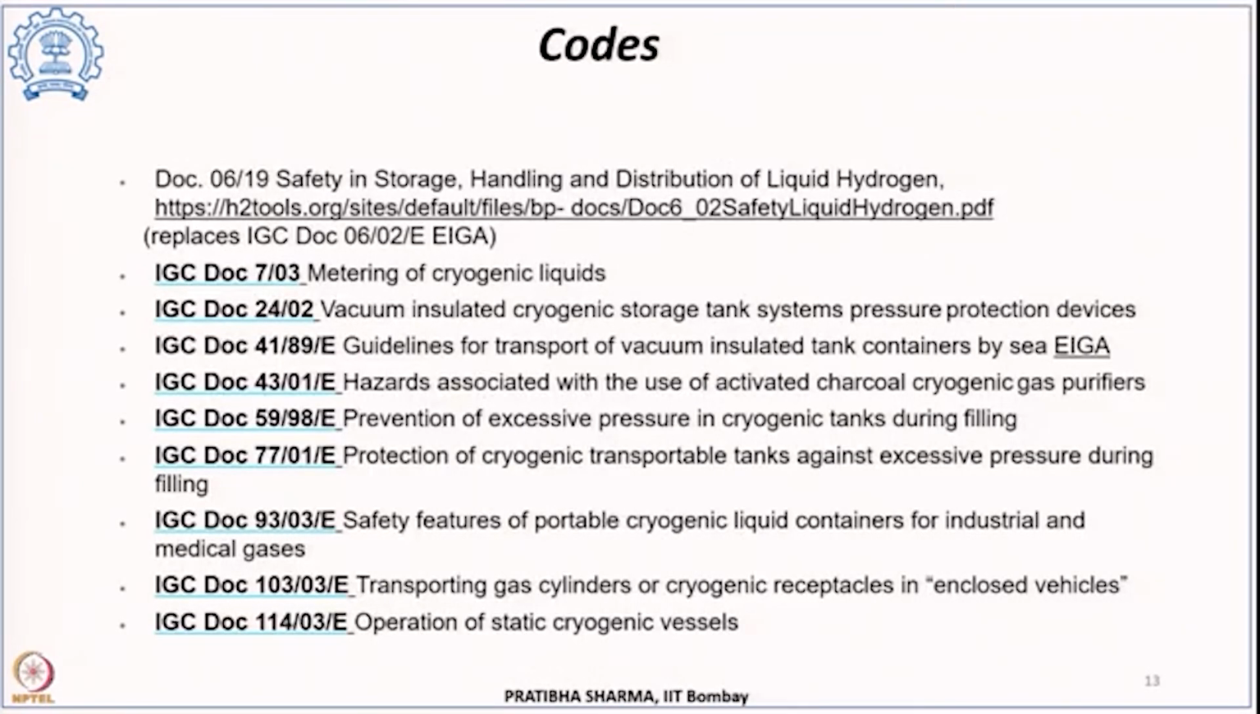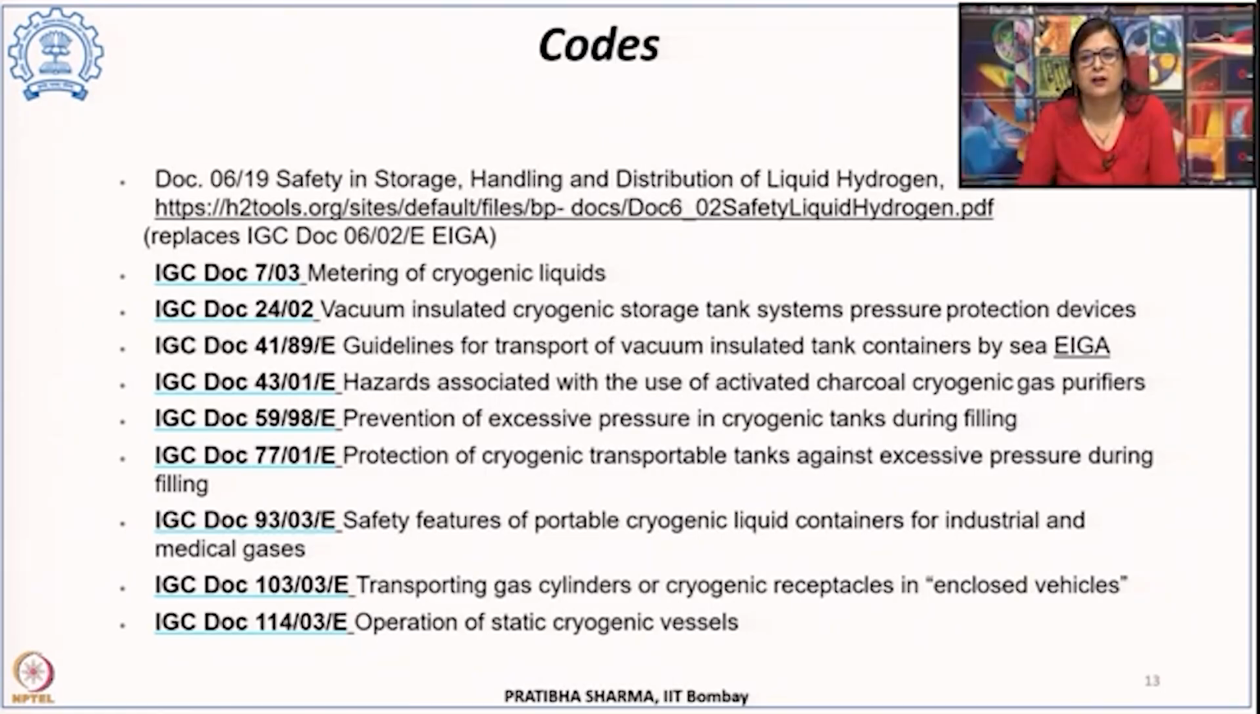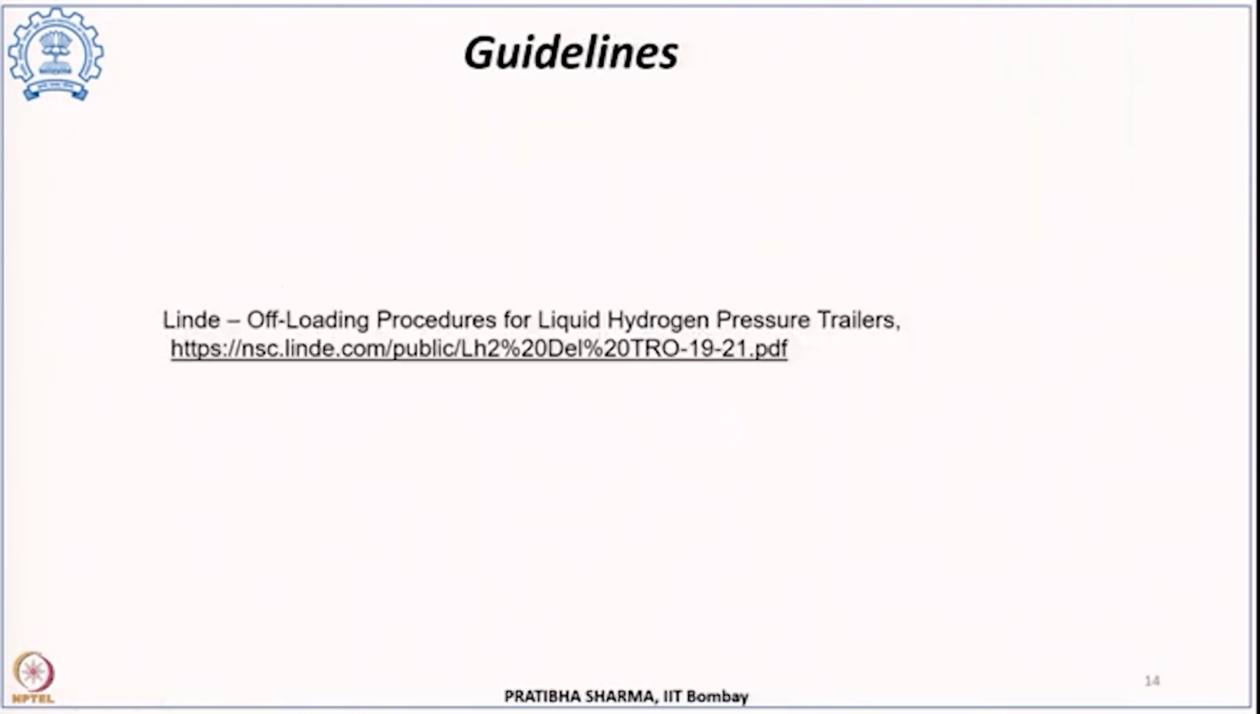And similarly there are different other codes which are being utilized about the metering of cryogenic liquids, about cryogenic storage tanks, guidelines for transportation of vacuum insulated tank containers, the hazards associated with cryogenic gas purifiers, and the prevention of excessive pressure in cryogenic tanks. There are several codes and guidelines which are there so as to ensure the safe usage of hydrogen.